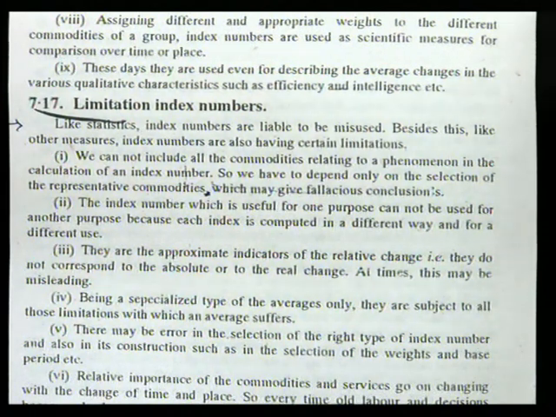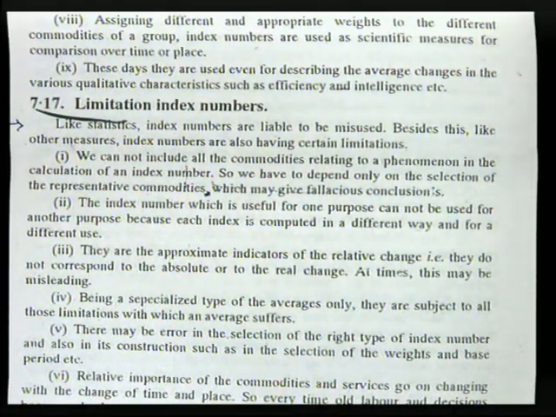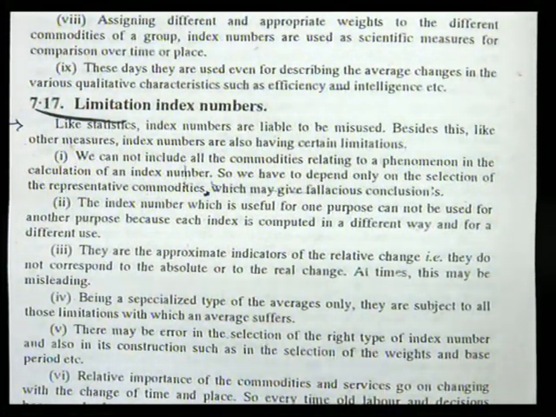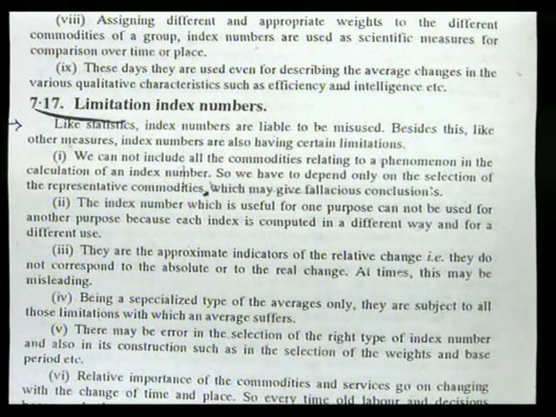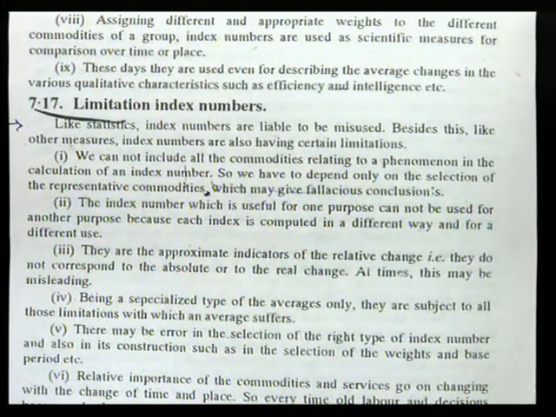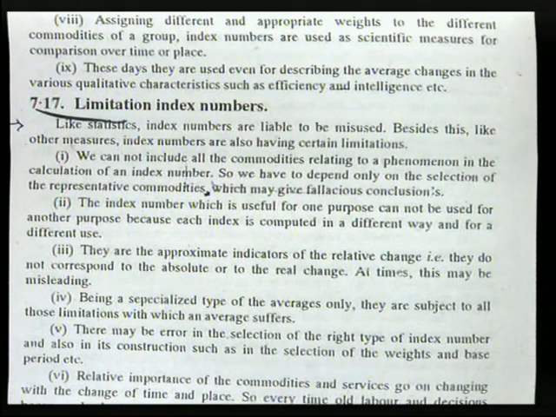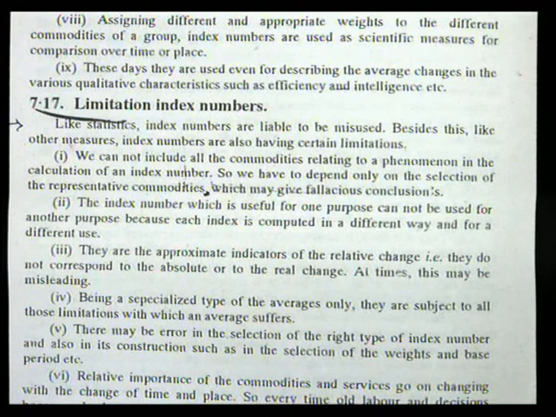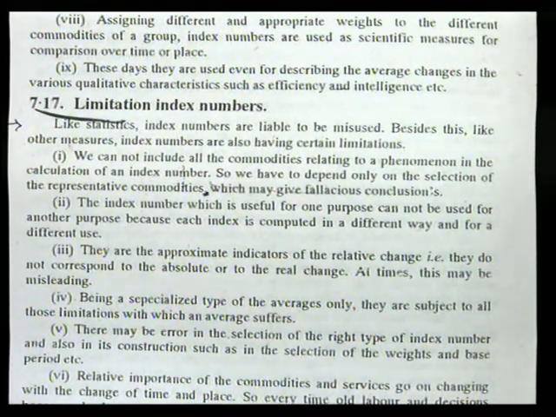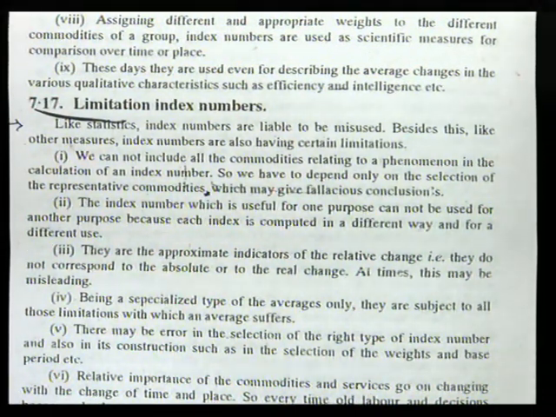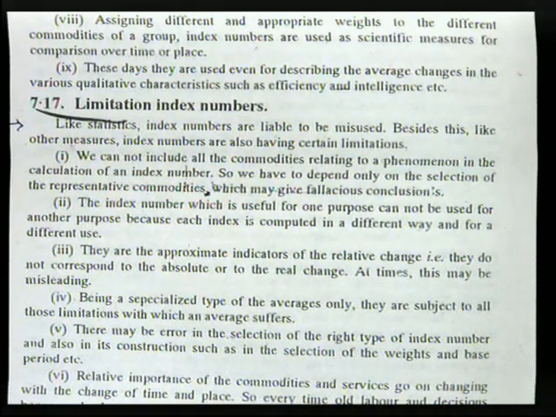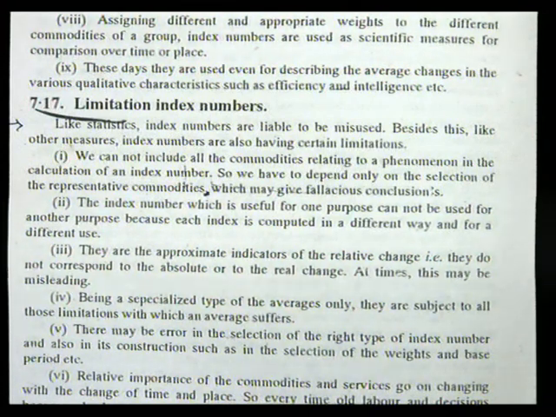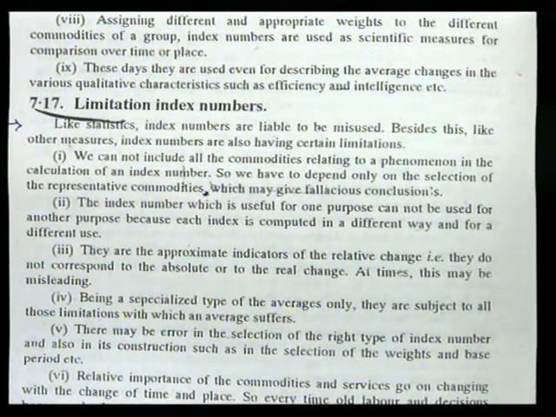Number 2, an index number which is useful for one purpose cannot be used for another purpose, because each index is computed in a different way and for a different use. Number 3, they are approximate indicators of the relative change, that is, they do not correspond to the absolute or real change. At times this may be misleading. So these are the limitations of index numbers. Let us see some more.